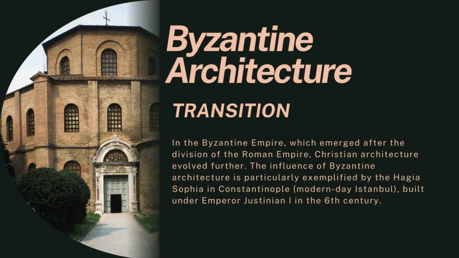Byzantine architecture. In the Byzantine Empire, which emerged after the division of the Roman Empire, Christian architecture evolved further. The influence of Byzantine architecture is particularly exemplified by the Hagia Sophia in Constantinople, modern-day Istanbul, built under Emperor Justinian I in the 6th century.